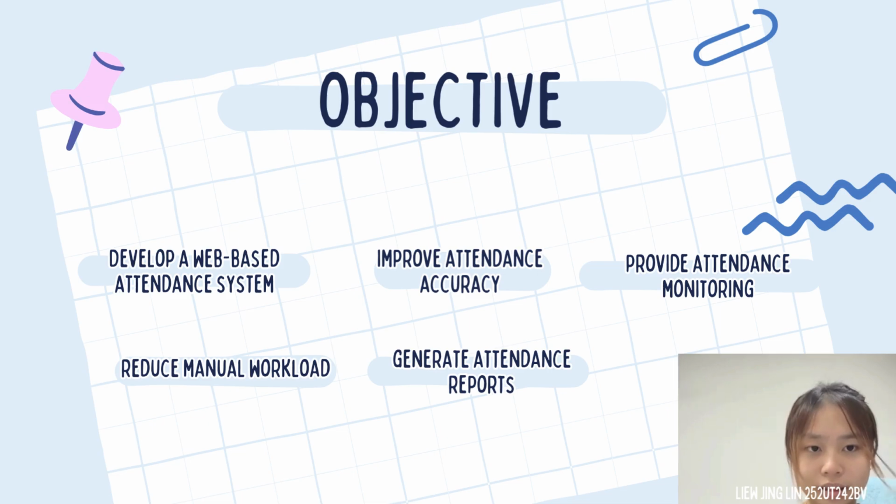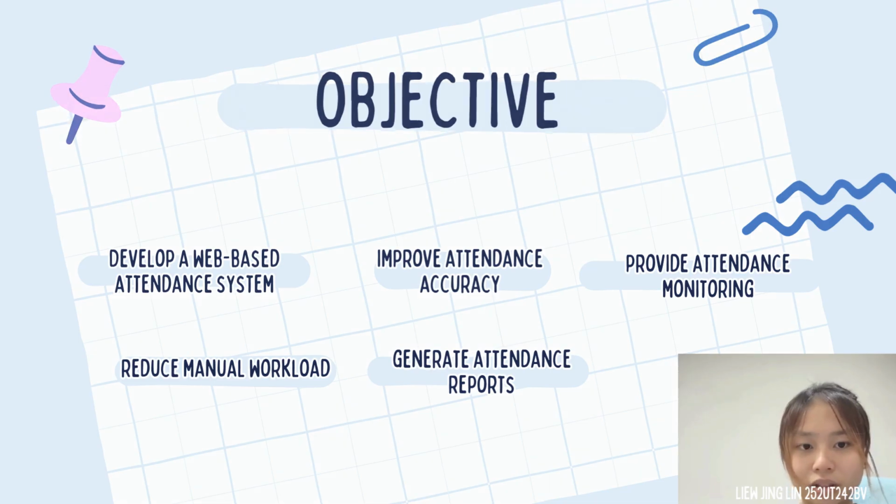This system also provides different functions based on user roles. Administrators can manage system data, lecturers can record and monitor attendance, and students can view their own attendance records. Besides that, the system supports attendance report generation, including filtering records by course and date. This makes it easier for users to check attendance performance and export reports for documentation purposes.